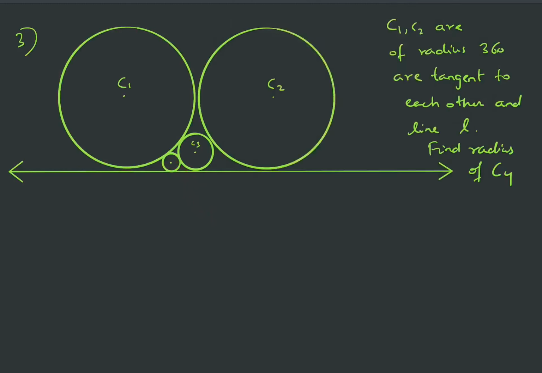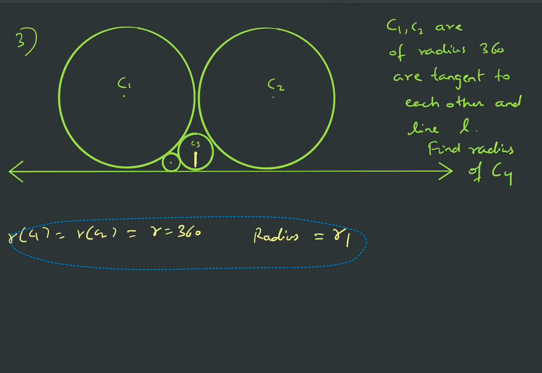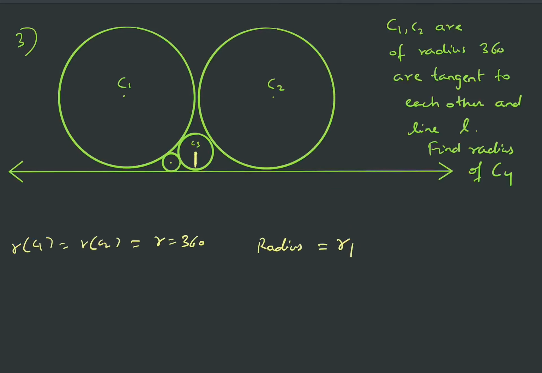Okay, so we have already discussed this type of question in the session itself. So first let us try to find the radius of this circle C3. Okay, so I'm assuming the radius of C1 is equal to the radius of C2 is equal to R is equal to 360. So the radius of C3, let us say it is R1. So let us just draw perpendiculars. Say this is A, say this is B, say this is C, and this is D.